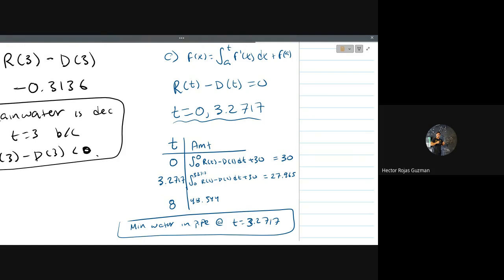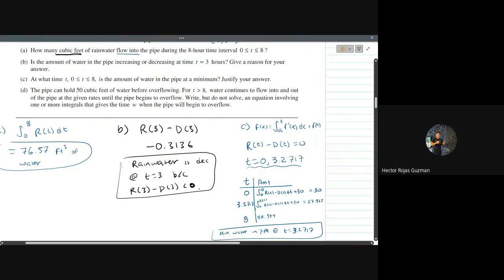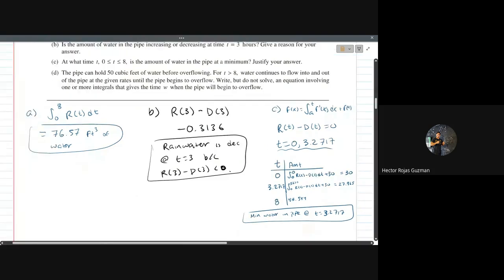Okay, last one. The pipe can hold 50 cubic feet of water before overflowing. For T greater than 8, water continues to flow in and out. Write, but don't solve, an equation involving one or more integrals that gives W, which is the time when the pipe begins to overflow.